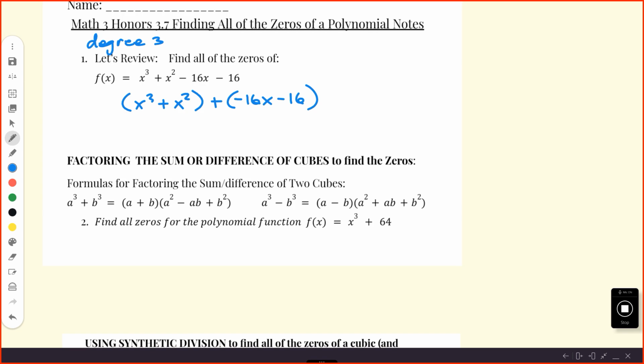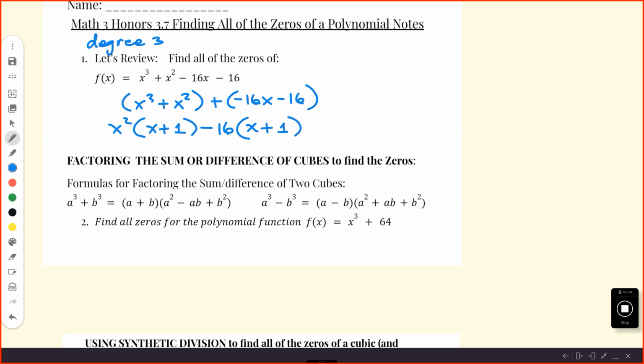Okay, so we can group this, and then, right? This is going to be our first group. That's going to be the second group. And then we're going to factor each group, right? So what's the greatest common factor of x cubed and x squared? X squared. And then I can divide this by x squared. So that's just x plus 1. Right? And what is the greatest common factor of negative 16x and negative 16? Negative 16. And then we're going to divide that by negative 16, which is also x plus 1.